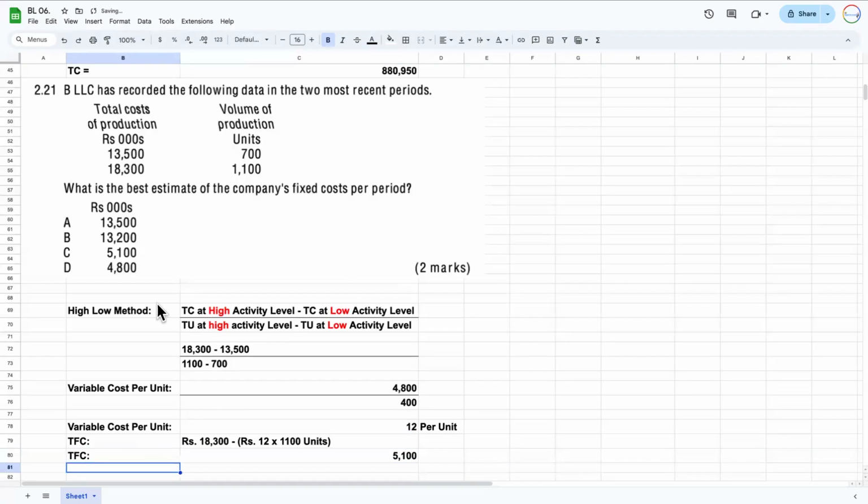So our question is asking what is the best estimate of the company's fixed cost per period? So it is going to be 5,100 in rupees 1,000. The question is also asking in rupees 1,000. So the answer is going to be C.